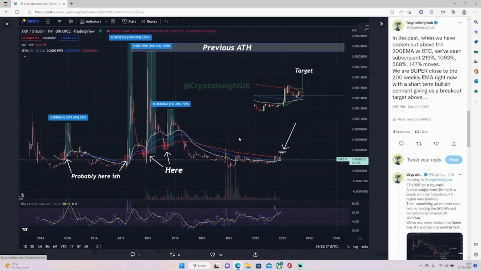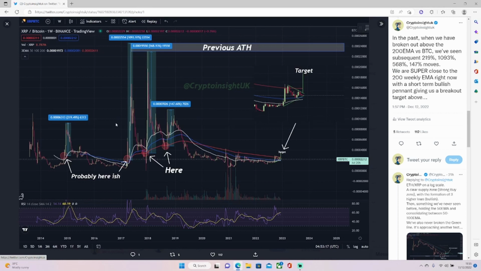This is obviously XRP versus Bitcoin. And right now, we've literally tested it. We did have a weekly close above, and then we've come back down below. And XRP is doing something it hasn't really done much in the past, which is consolidating between the moving averages. And with a bullish pennant forming, I've zoomed into this area here. The bullish pennant will give us a breakout target above the 200 EMA if we get that breakout upwards.